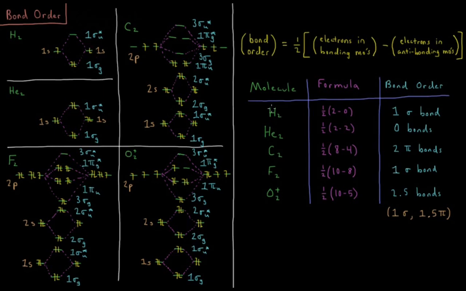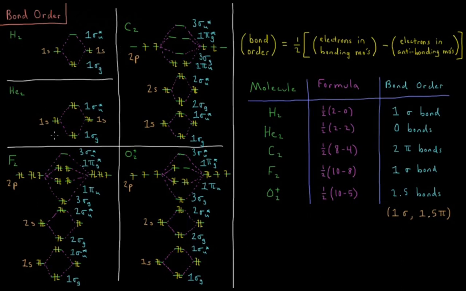So using this formula, we see that H2 has 2 electrons in 1σg, so that's 2 bonding and 0 elsewhere. So 1/2 times 2 minus 0 gives us 1 bond. Additionally, these electrons are in a sigma orbital, so it forms a sigma bond.